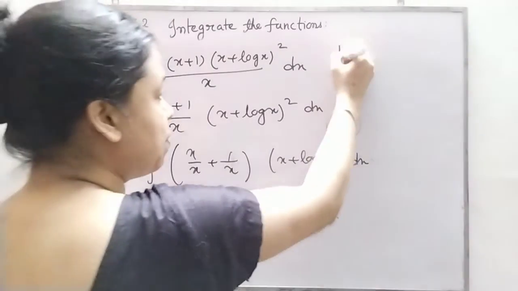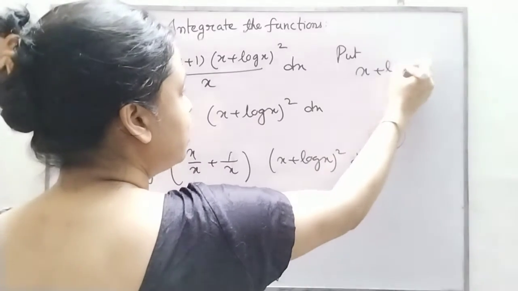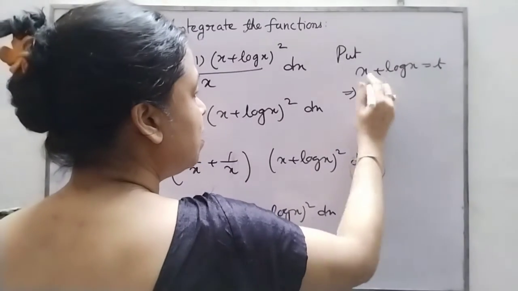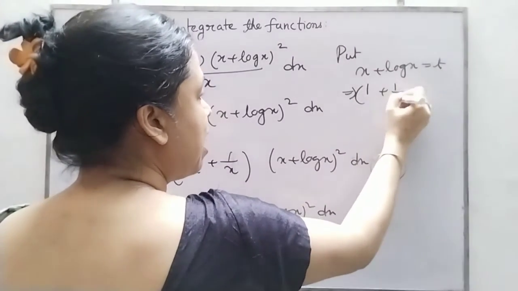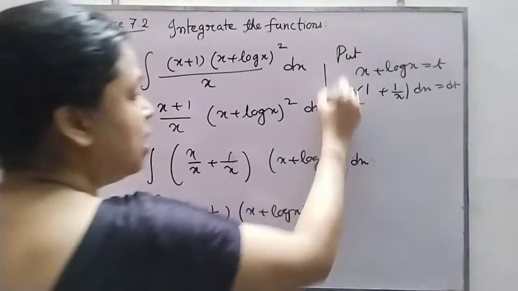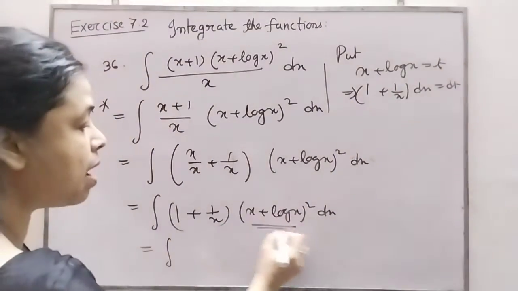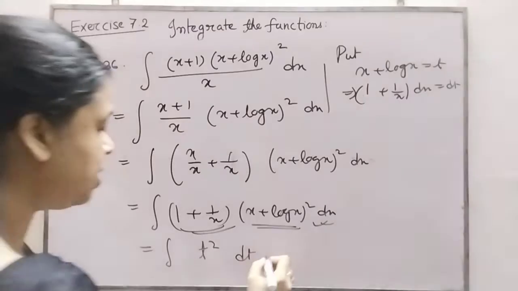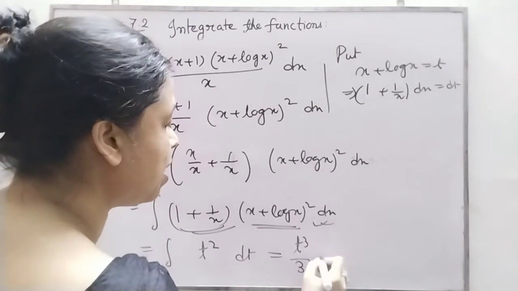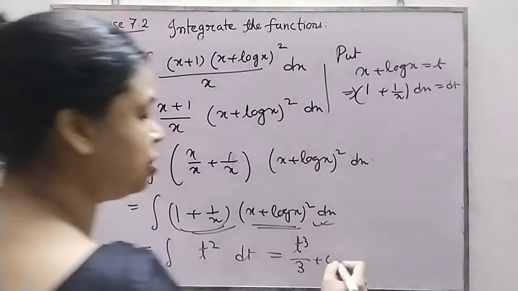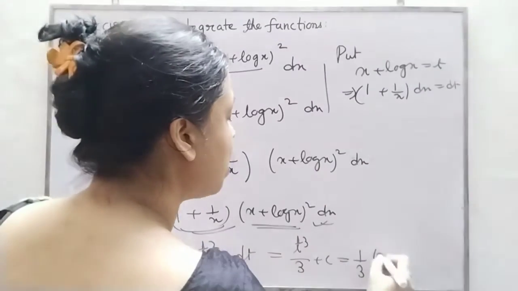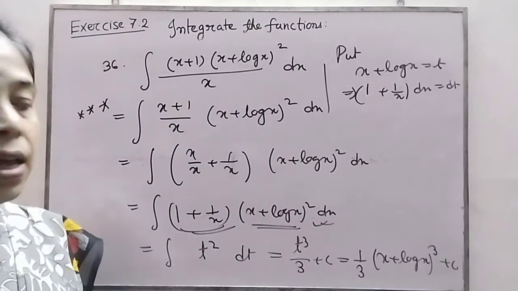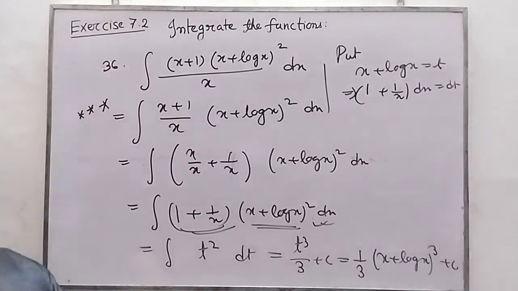So obviously hope you understand what the substitution is. Put x plus log x equal to t. So the derivative of x is 1 and the derivative of log x is what? 1 by x into dx will give you dt. Use it here. This is t square, and in this place I can write dt. So integration of t square dt will give you t cube by 3 plus c, and ultimately change your t, which is (x plus log x) whole cube by 3 plus c. Okay? The solution of this question number 36 is completed.